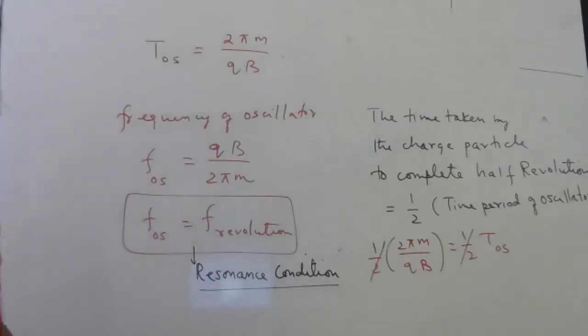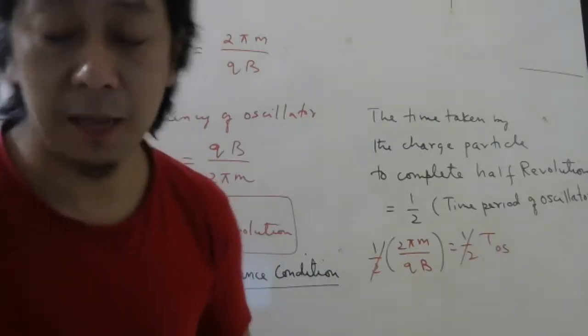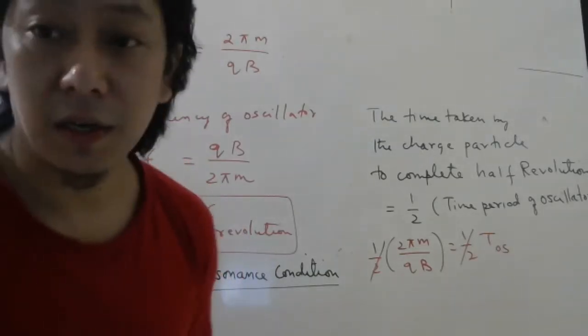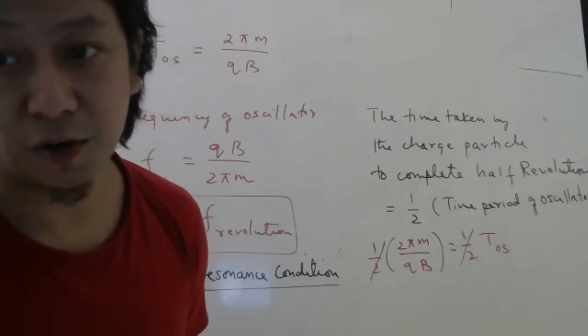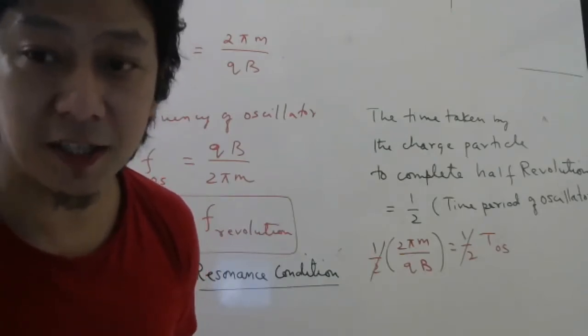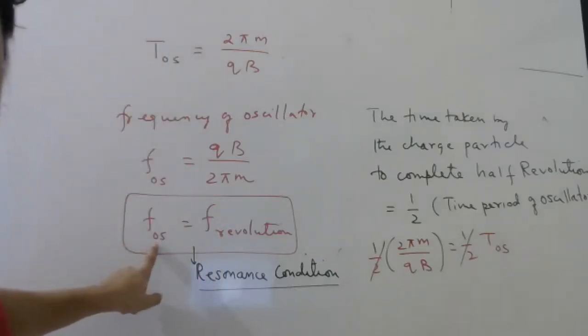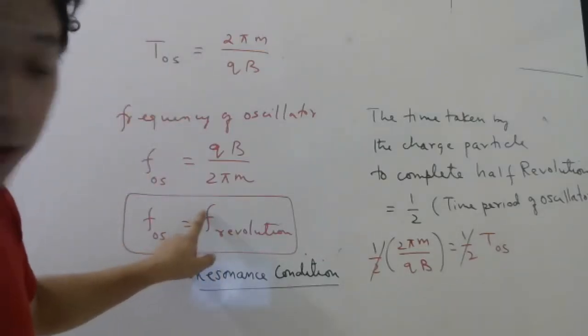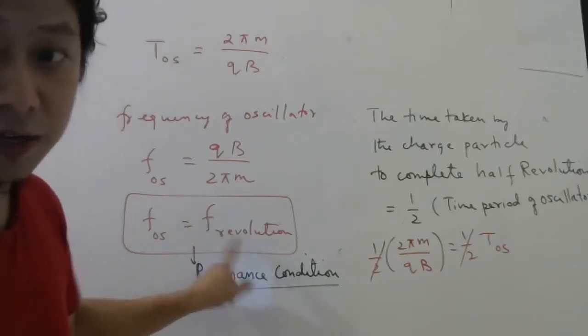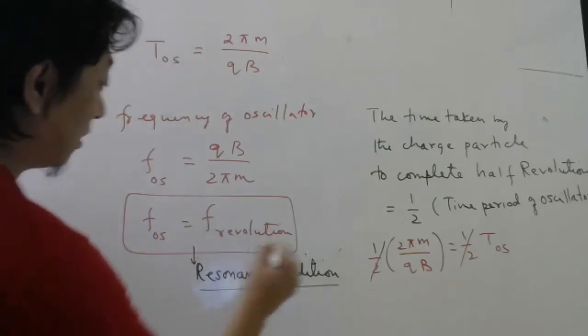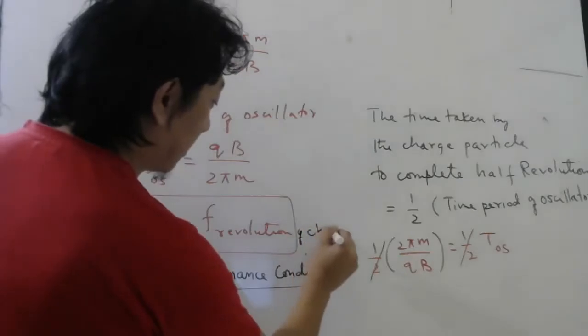Okay, students, this may come for 1 mark. They may ask you what is the resonance condition in a cyclotron. What is the answer? The frequency of the oscillator should be equal to the frequency of revolution of the charged particle.